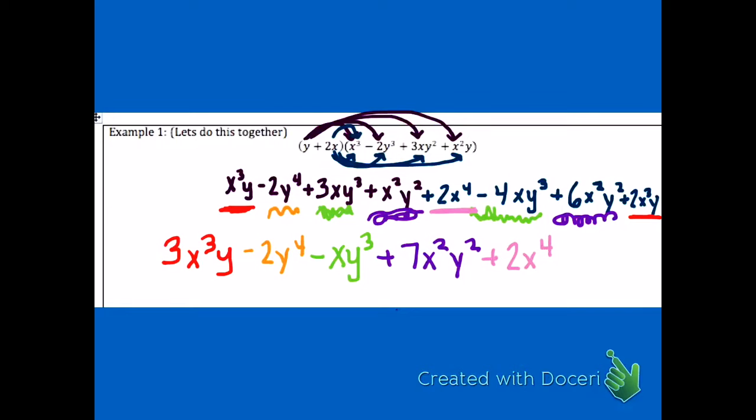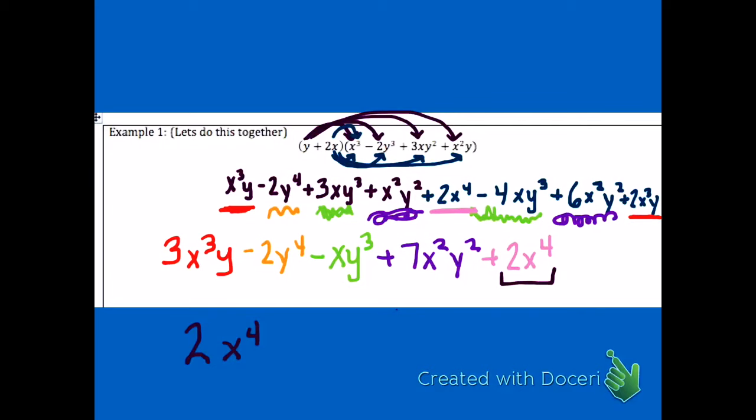Now I want to take a look and be careful about putting things in descending order. So I want to look at alphabetical order for my variables. That means I'm worrying about the x term powers. I look for the highest x term, and that's my x to the fourth. So the first thing I would list would be the 2x to the fourth.